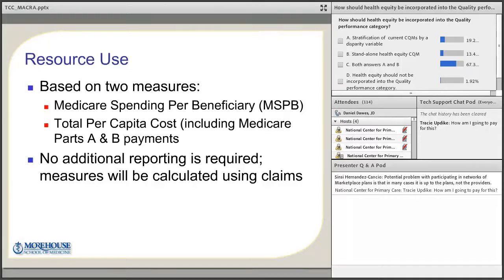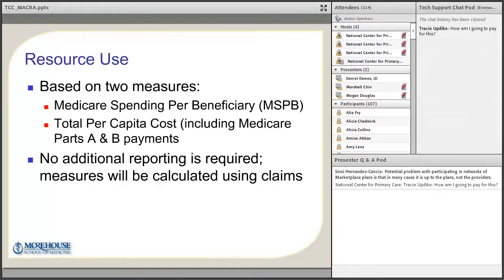So that's that first piece of this. The other aspect is looking at total per capita cost. They're going to look at the cost per year per patient for all the procedures that you perform on this individual patient. And there is no additional reporting that is required here. The measures are going to be calculated using claims. So once you submit your claim, CMS is going to take care of the rest.